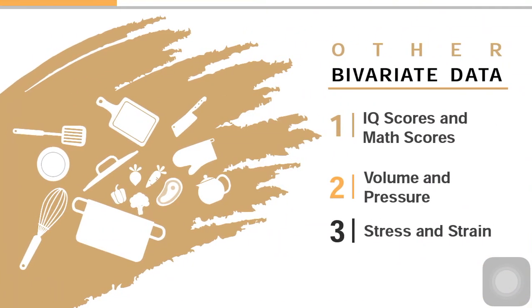What are other bivariate data? We believe that IQ scores also are related to math scores. Or in chemistry, volume and pressure are related. In physics, the more stress you apply to an object, the more strained the object will be.